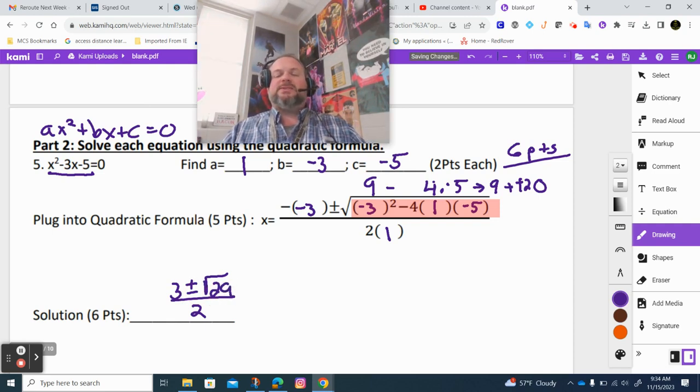All right. So again, you get 6 points for doing the A, B, and C. You get 5 points for plugging it in correctly, and you get 6 points for the actual answer. The reason why you get 6 points is because there's lots of stuff going on here. There's 17 points per the problem, but 11 of them are super easy.